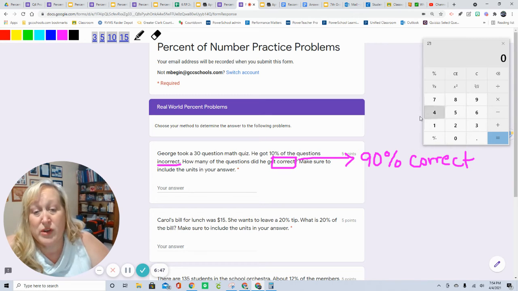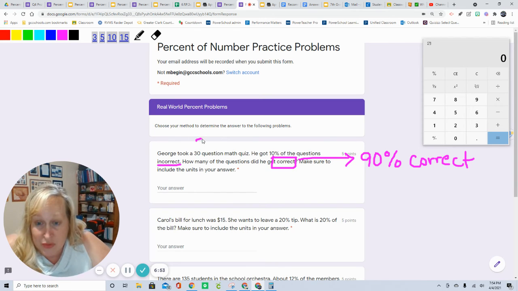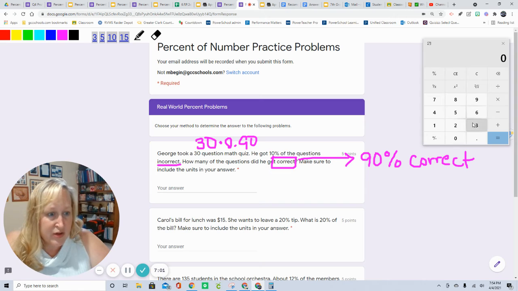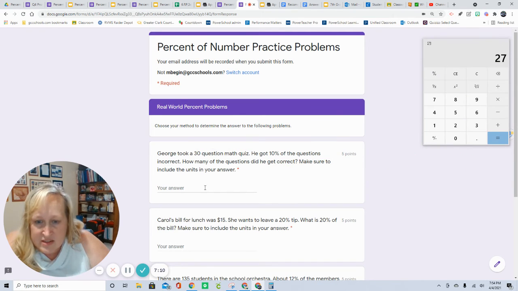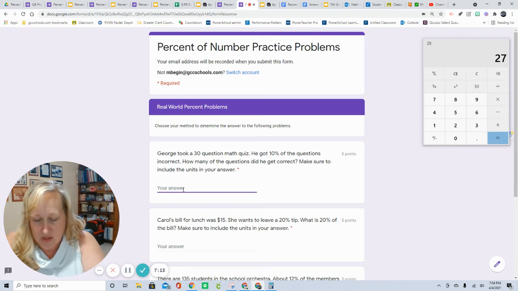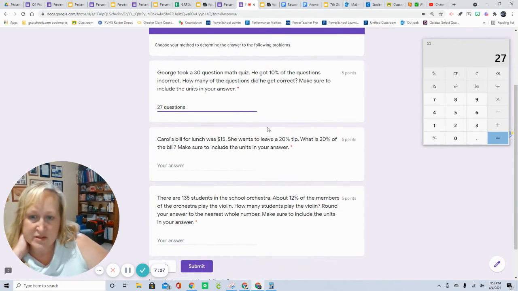I try to get you quite frequently. So instead of doing 30 times 0.10, I need to do 30 times what he got correct, which is the 0.90. So let's see, 30 times 0.90 equals 27. And it says to make sure to include the units. So he got 27 questions correct. Okay.